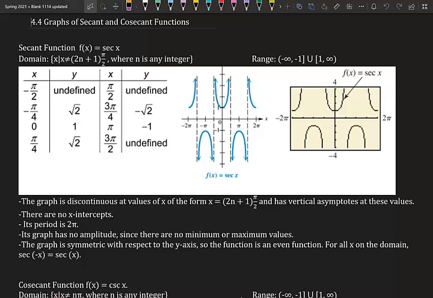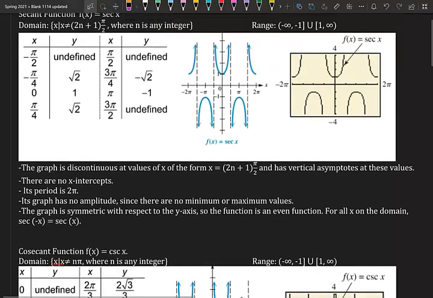Alright. Secant and cosecant functions. So the secant function, we know what that looks like. It's secant x. Your domain is x such that x cannot be (2n plus 1) times pi over 2. And our range is negative infinity to negative 1, union 1 to infinity. Meaning, do you notice here how it's never ever going to hit negative 1 or 1? It doesn't. Ever. So the graph is discontinuous at values of x in the form x equals (2n plus 1) pi over 2, and has vertical asymptotes at these values.